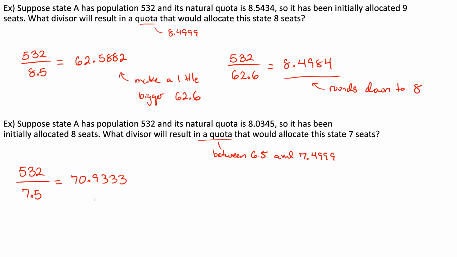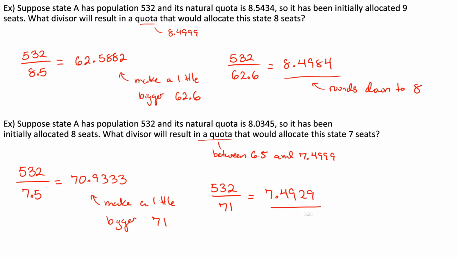So we want to make this one just a little bit bigger. And we can try 71 because it rounds up to that. So if we take our state population, again, 532, and divide it by 71, we end up getting a quota of 7.4929, which rounds down to 7.